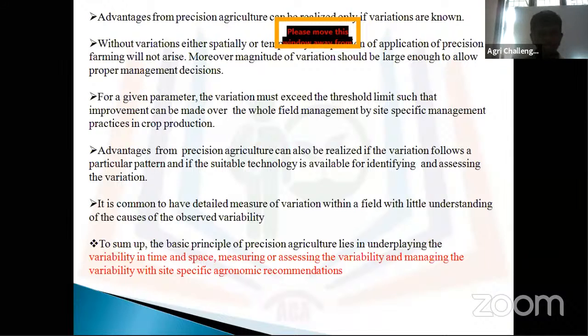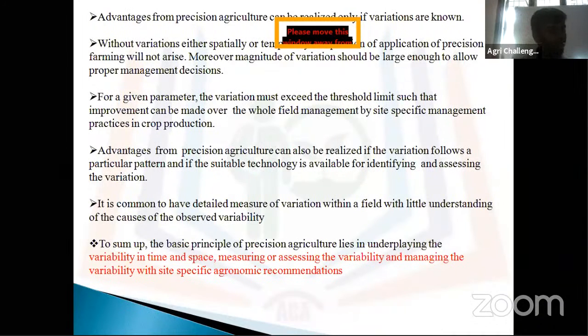The entire field has a 0.1% slope, very uniform, almost no slope. Then what is the meaning of using a laser-based leveler? There is one leveler that is laser based, or precision farming GPS-based leveler. What is the use of that leveler? The field is already level. Only where there is variation do we have to apply precision farming.